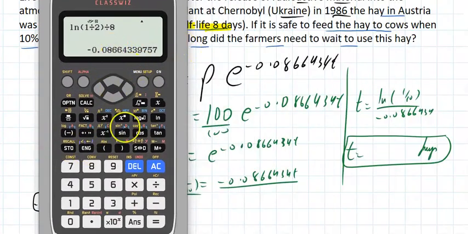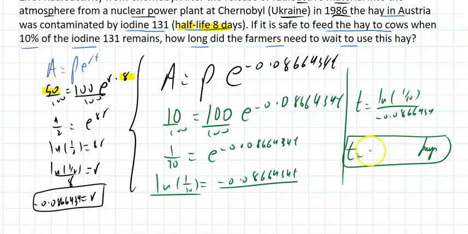Remember, that number is still in my calculator. So if I take natural log of 1 divided by 10, or 0.1 for 10%, divided by that answer, they have to wait 26.57 days. So I would rather have them wait 27 days to be safe than sorry. And that's pretty much it for this section.